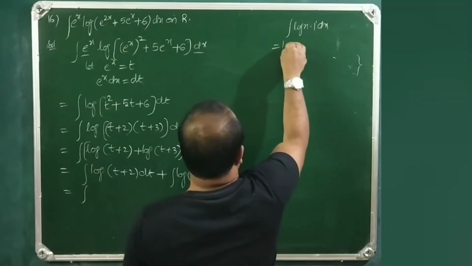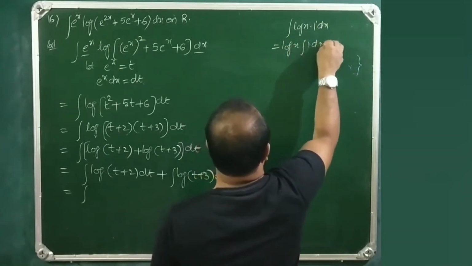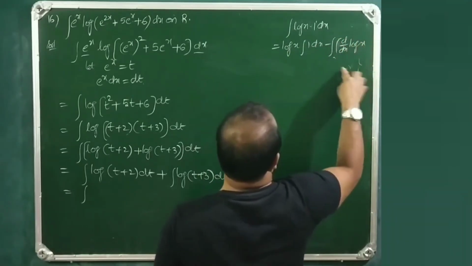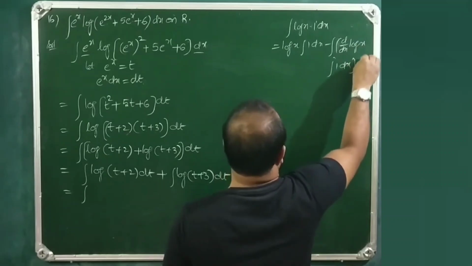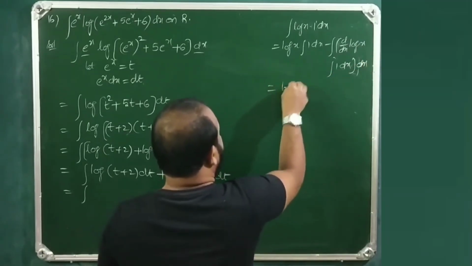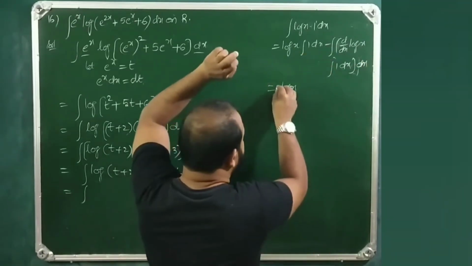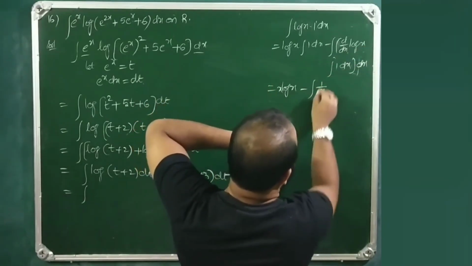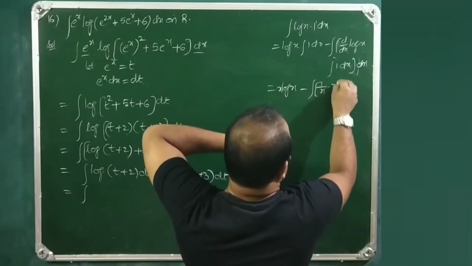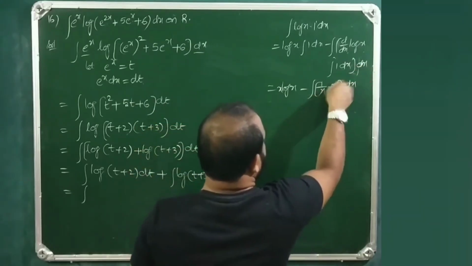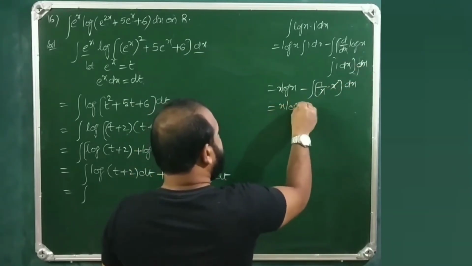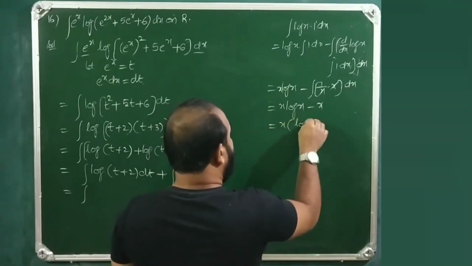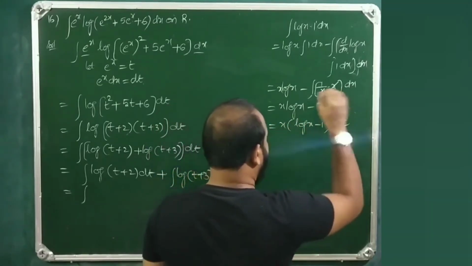So first function into integral of second function minus integral of d by dx of first function into integral of second function, dx whole dx. So this is log x, integral 1 dx is x, minus d by dx of log x is 1 by x, integral 1 dx is x, whole dx. So x log x, integral 1 dx is x. So x if you take common, x(log x minus 1) plus constant of integration c.